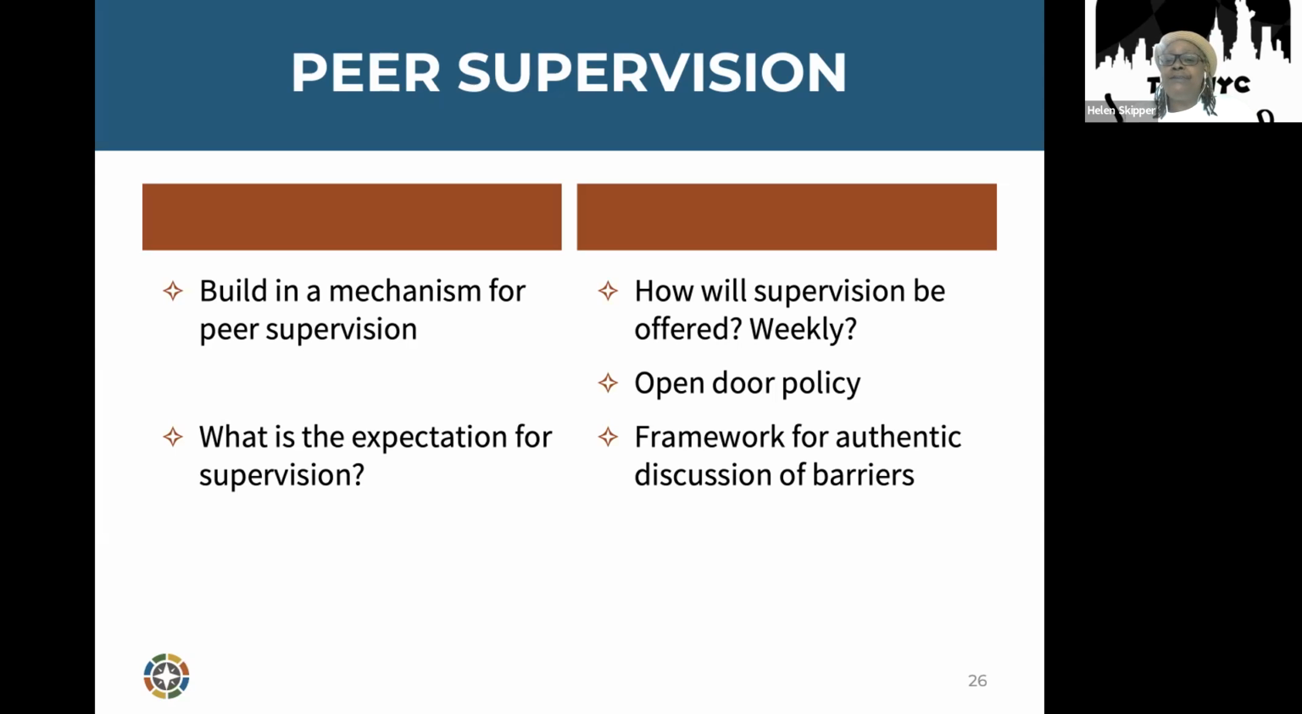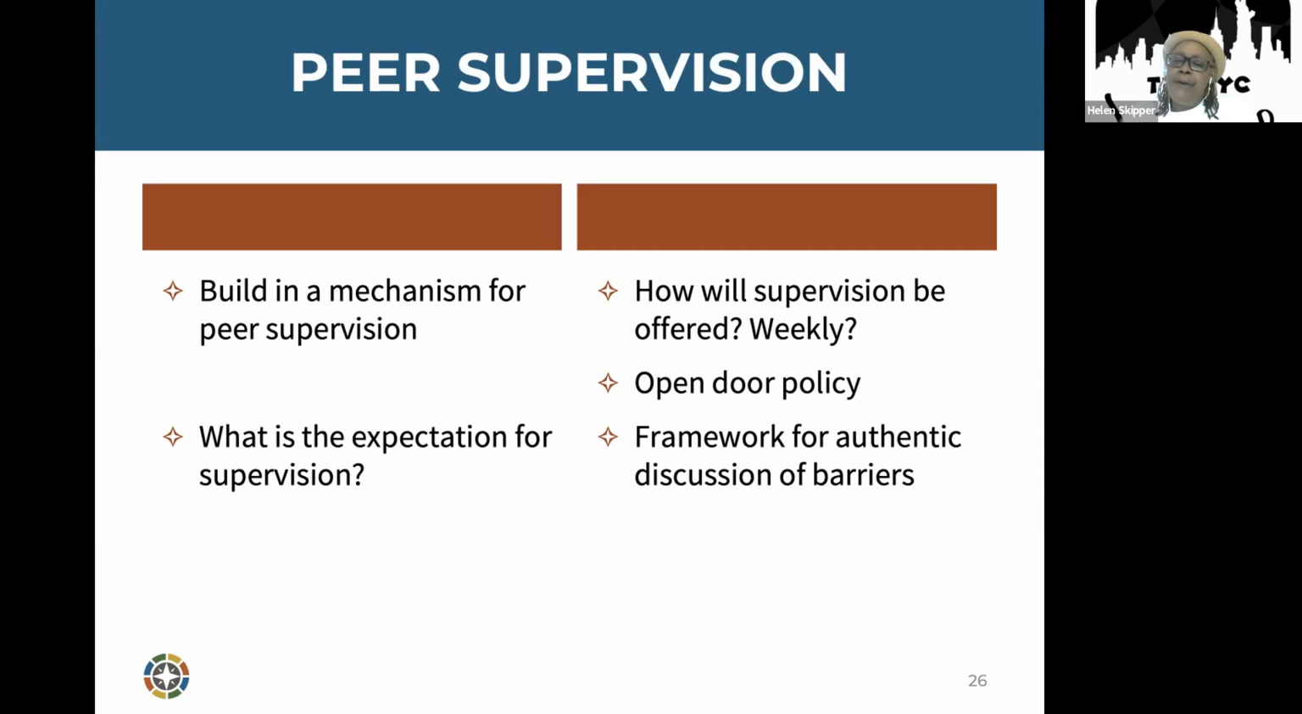You also want to think about how supervision will be offered. What is the timing? Will it be weekly? Will it be every other week? You want to think about how supervisors can be accessed. Is there an open door policy?